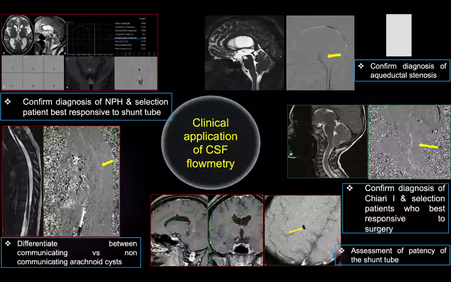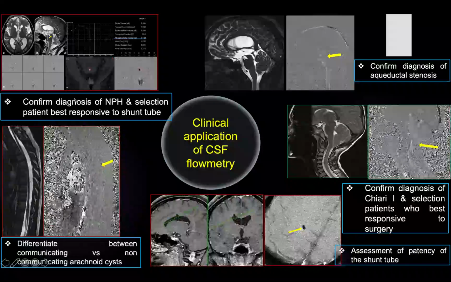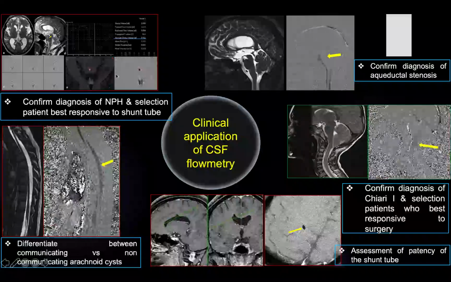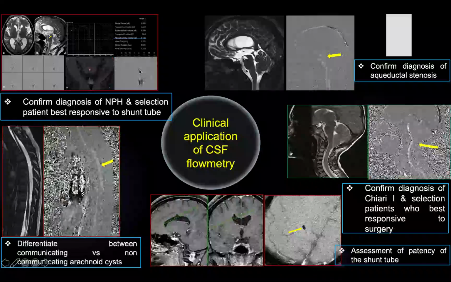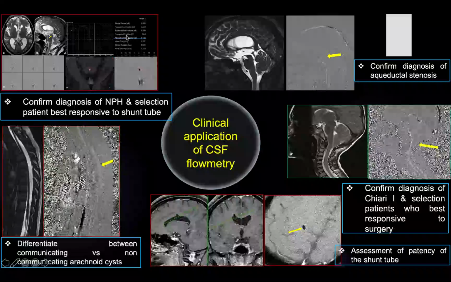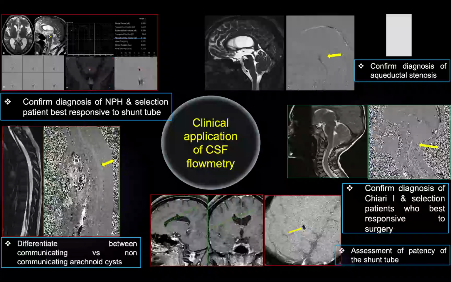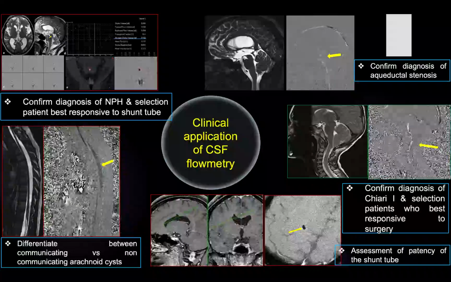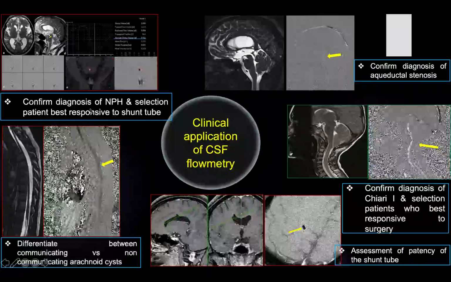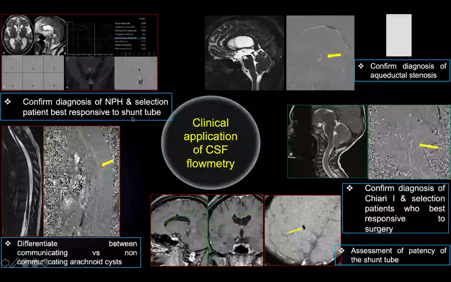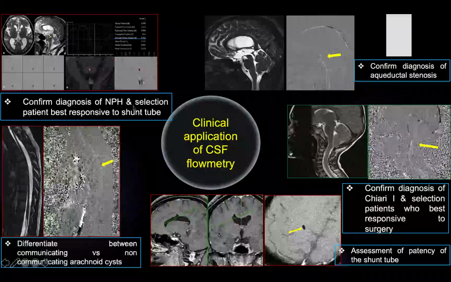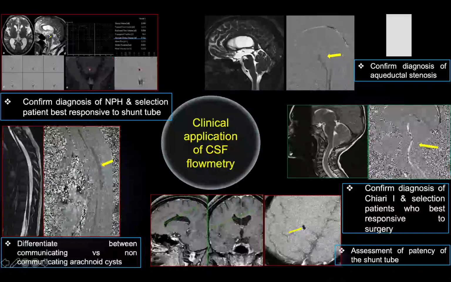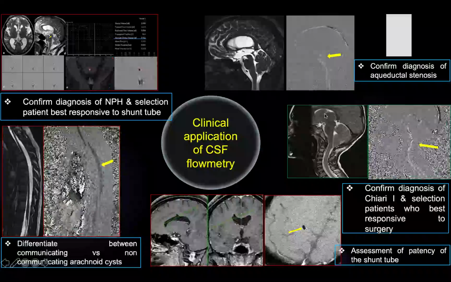So these are the most important clinical applications of the CSF flowmetry. The most important is confirming the diagnosis of normal pressure hydrocephalus by measuring the CSF flow along the aqueduct of Sylvius and measuring the stroke volume. If it is more than 42%, it means that the stroke volume is hyperdynamic, and this is normal pressure hydrocephalus, and these patients respond best to shunt tube insertion, and this depends upon the quantitative assessment. The other remaining applications usually depend upon the qualitative assessment.